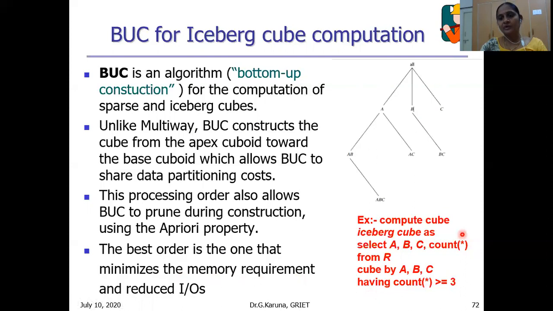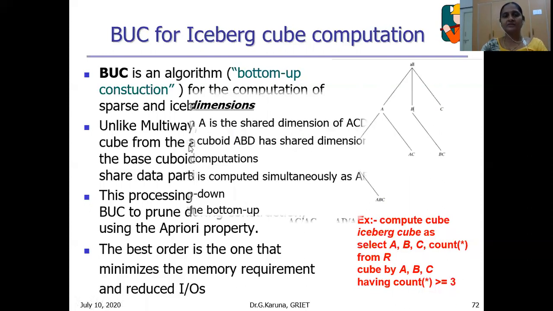This is the way of representing the data mining query language for computation of BUC. Compute cube, iceberg cube. The syntax itself has iceberg cube, which means that as per the task given, we automatically apply the a priori property. It prunes the rest of the dimensions and considers the remaining. So: select A, B, C, count star from R, cube by A, B, C having count star greater than or equal to 3. Here 3 is the minimum support threshold.